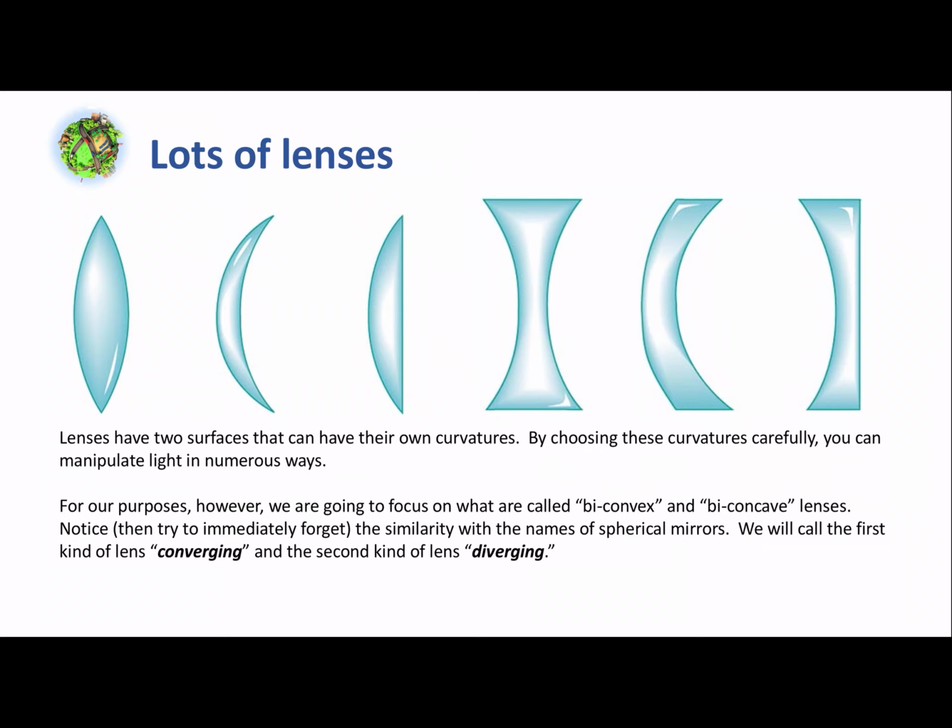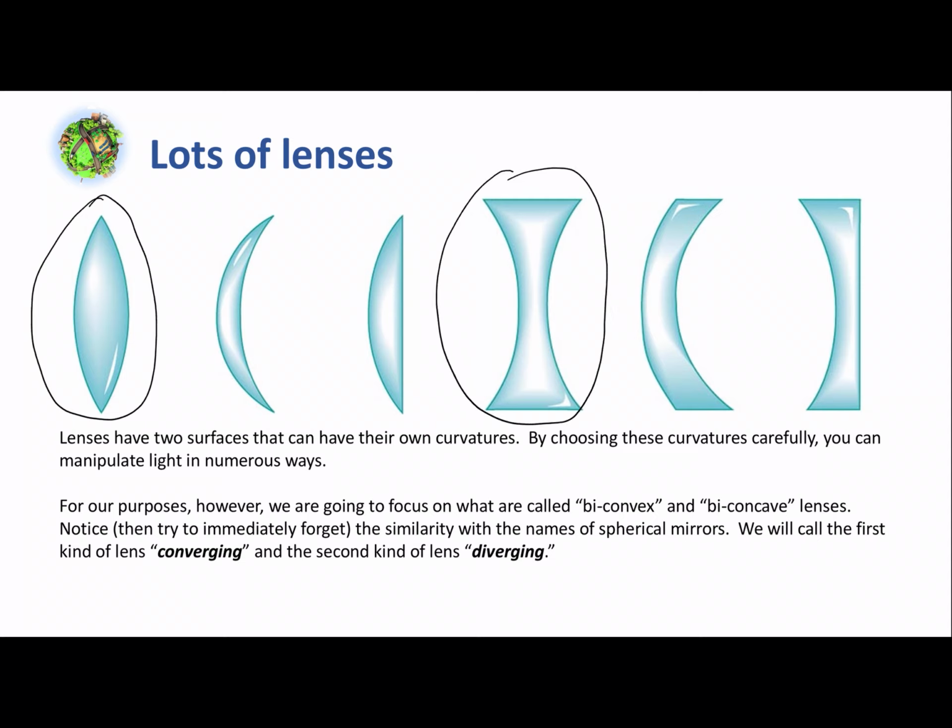Because you have two surfaces in lenses, they actually are a little bit more flexible than mirrors. Now, the two here that we're going to focus on in this class are the converging lens right here and the diverging lens. And you notice they have similar shapes, very symmetrical shapes, kind of inverse shapes.